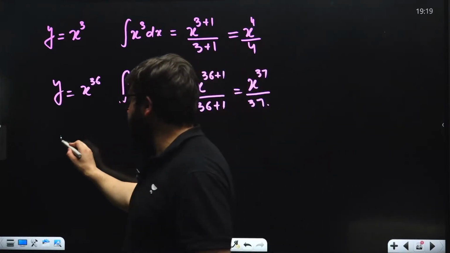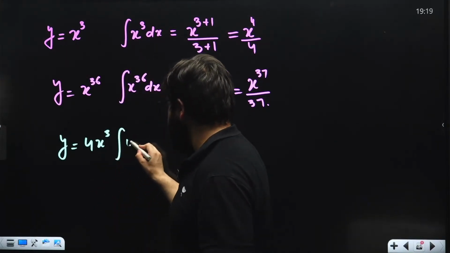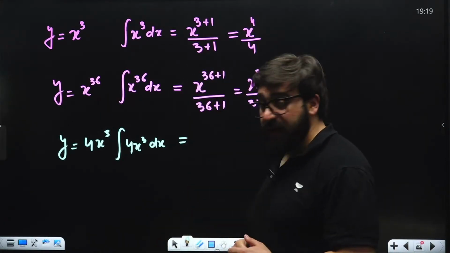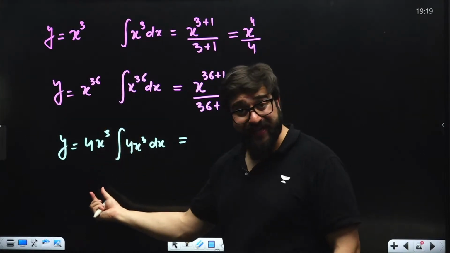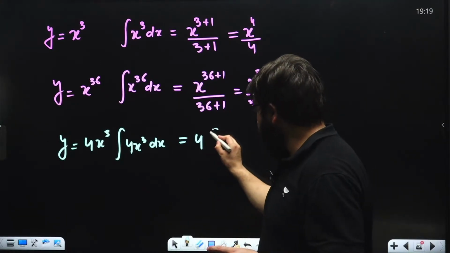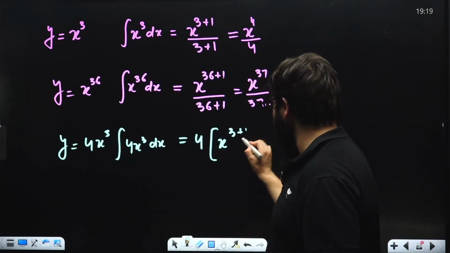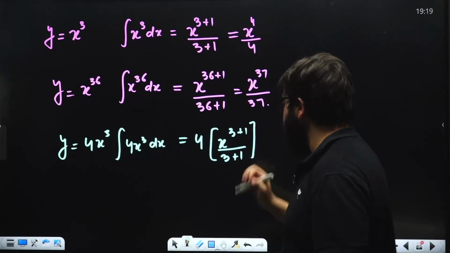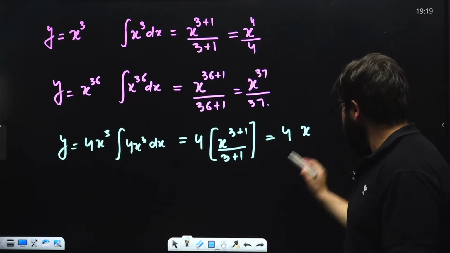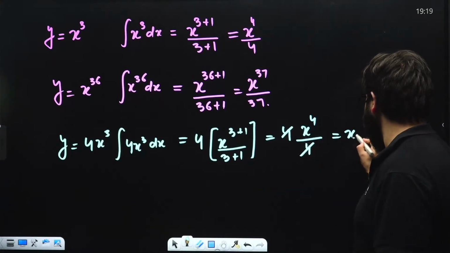If I say y is equal to 4x cube, what is the integration of this? 4x cube, and then we say dx. Now, always remember, guys, we take this constant out of integration as well as out of differentiation. So take this 4 out. Now for x cube, it is x raised power 3 plus 1 upon 3 plus 1. So it will be 4 and x raised power 4 divided by 4 over here. 4 and 4 will cancel, so it will be x to the power 4.